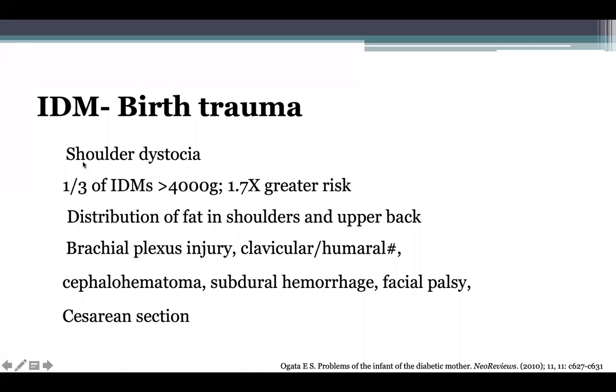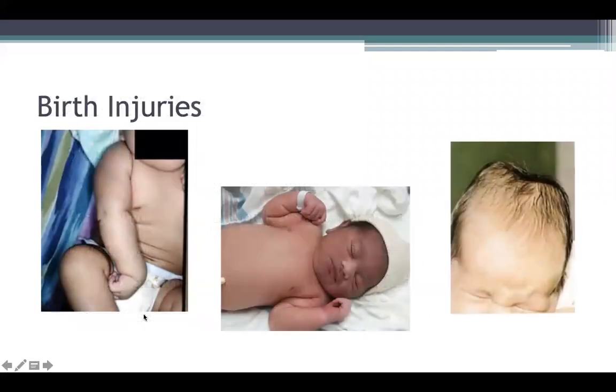So 1/3 of IDMs are more than 4,000 gram and there is 1.7 times greater risk. There is distribution of fat in the shoulders and the upper back, so all these injuries can occur. Brachial plexus injury can occur. Clavicular fracture can occur. Humeral fracture can occur. Cephalhematomas. If there is forceps delivery, there may be subgaleal hemorrhage, or with vacuum delivery, subgaleal and subdural hemorrhage, and facial palsy can occur because of forceps application. Facial nerve injury can occur, and it will lead to frequent cesarean section deliveries.